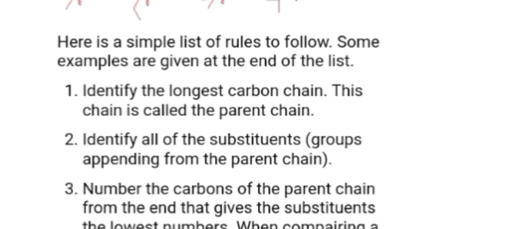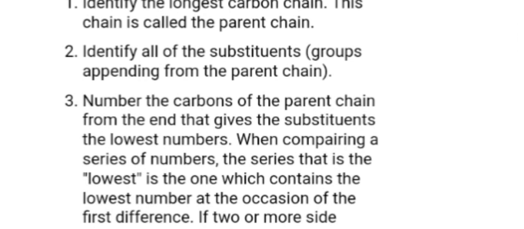Then rule 2. Identify all of the substituents, that is, groups independent from the parent chain. Now, what is the meaning of substituent? It means after you have identified your parent chain, that is the longest chain there, then the next thing is for you to check for those groups that are not along the chain, but they are just attached to the chain. They are called substituents. That's what we call them. So you have identified them.